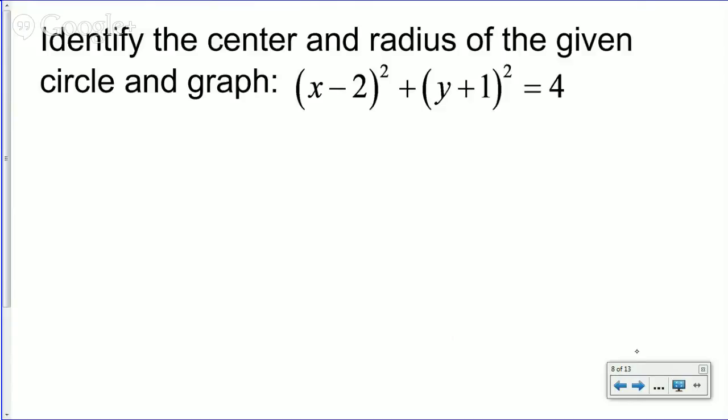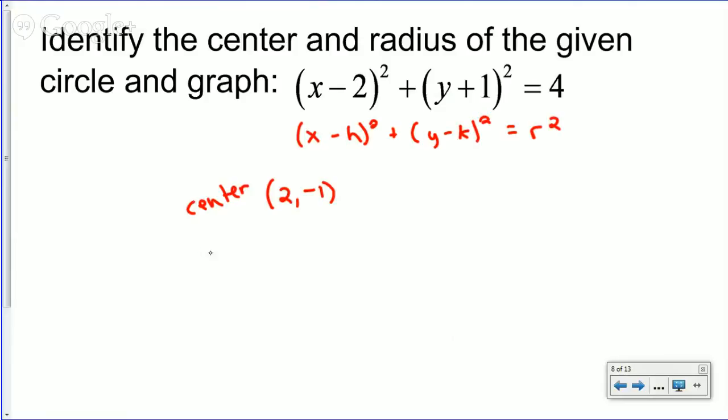Identify the center and radius of the given circle and graph. So we'll just line it up with x minus h squared plus y minus k squared equals r squared. So that's what we're really looking at. Where hk is the center, so I've got 2 and then minus 1. Notice it's the opposite of the center. And the radius, well, r squared is 4, so r is just going to be the square root of 4, which is 2.